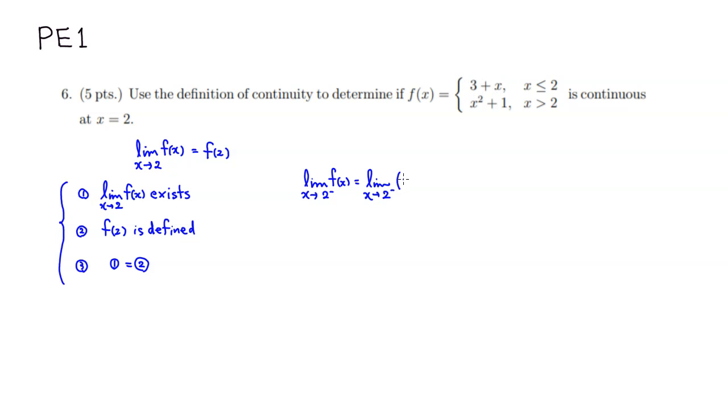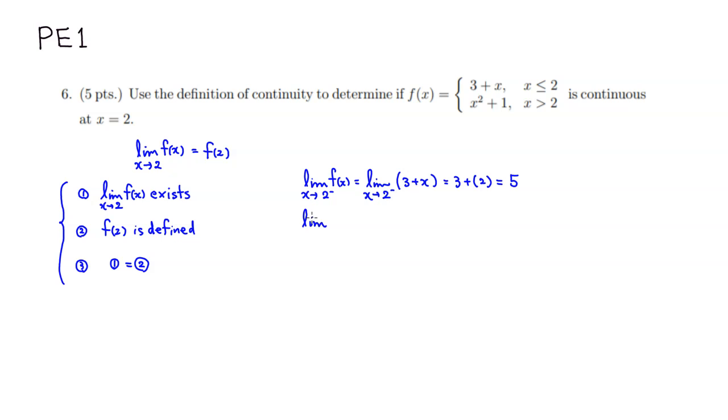So you have 3 plus x, because this is defined when x is less than or equal to 2. In this case, we just need to plug in x equals 2. So you have 3 plus 2, as x is approaching 2, so the left-hand limit is going to be 5. Now let's do the right-hand limit.